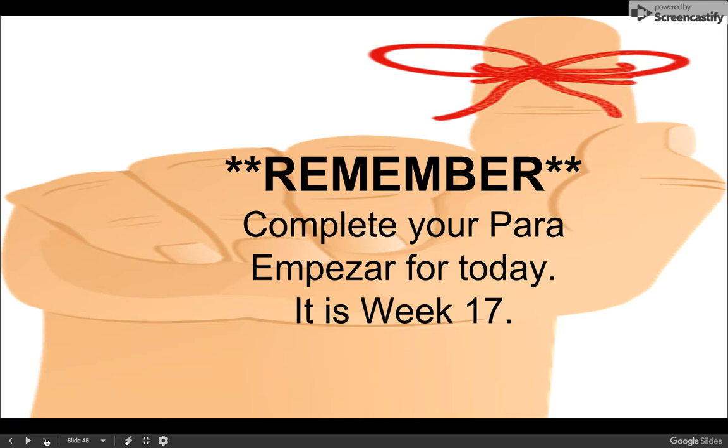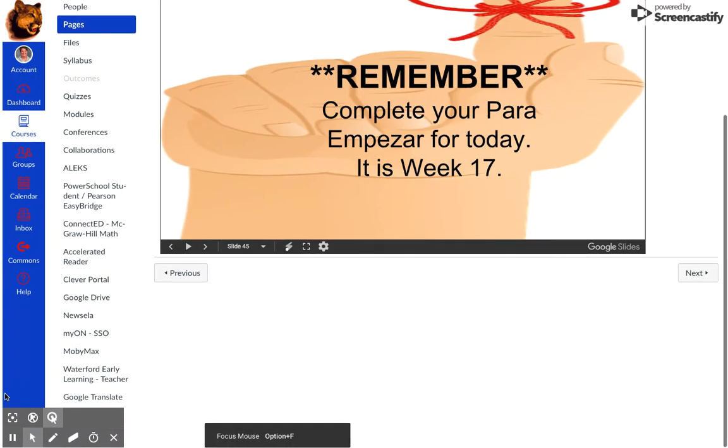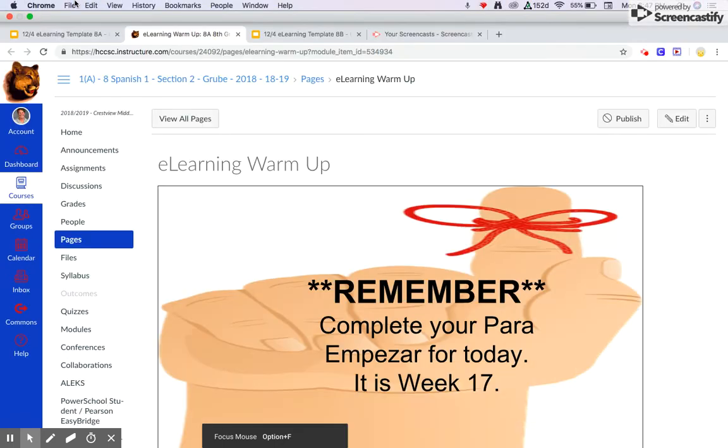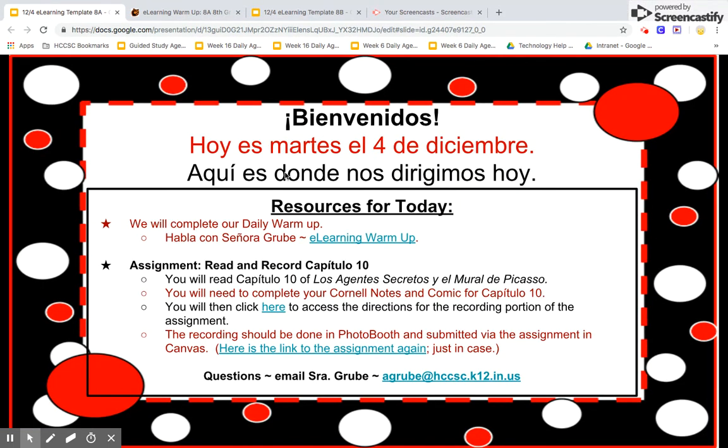Remember, you also need to work on your para empezar for today if you have not done that. It is for week 17. All right, so that completes our warm up for today. Now let's jump back to our template here that's going to give us our directions for the assignment that we will be doing. Your assignment today is to read and record Capítulo 10. Now, before you get super stressed, you are not recording yourself reading the entire chapter 10. We'll get more specific about how that's going to happen in just a minute.